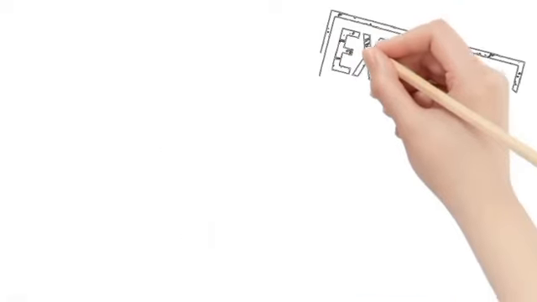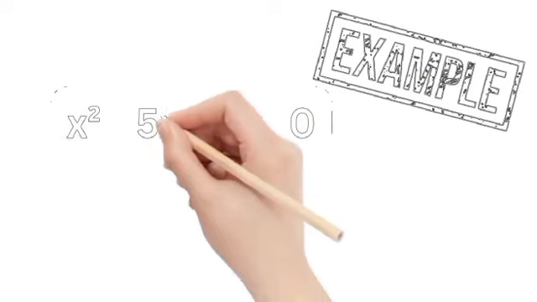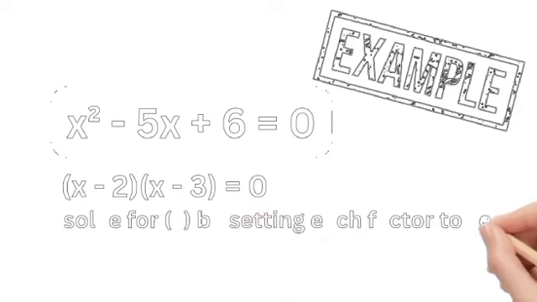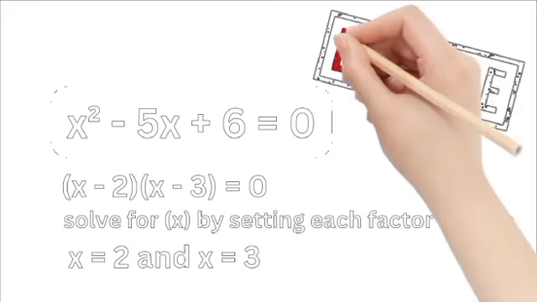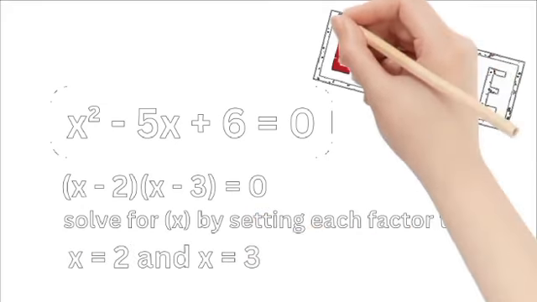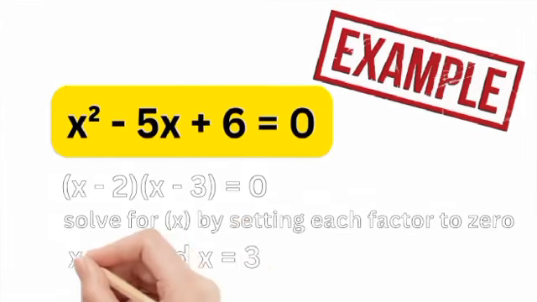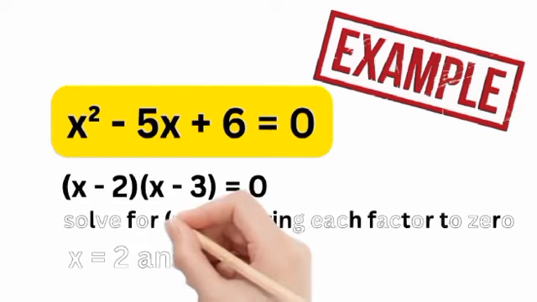For example, let's take the equation x squared minus 5x plus 6 equals 0. We can factor this into (x minus 2) times (x minus 3) equals 0. Once factored, we solve for x by setting each factor to 0, giving us x equals 2 and x equals 3.